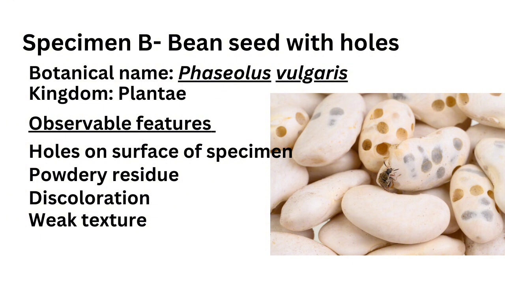Specimen B is bean seed with holes. So the botanical name here is Phaseolus vulgaris. That's the botanical name of beans. It is under kingdom Plantae. So what are the observable features? The most important one is that there are holes on the surface of the specimen. You can find powdery residues. You can find discoloration of the specimen as a result of the holes. You can also find weak texture.